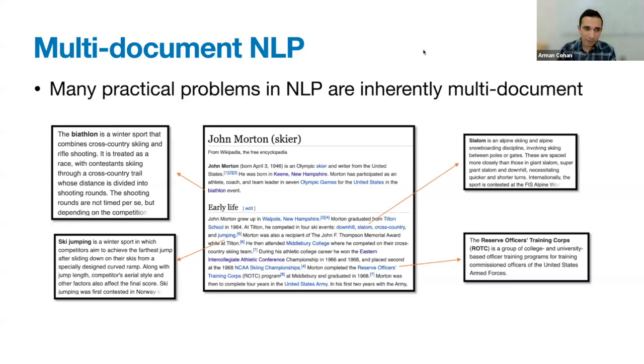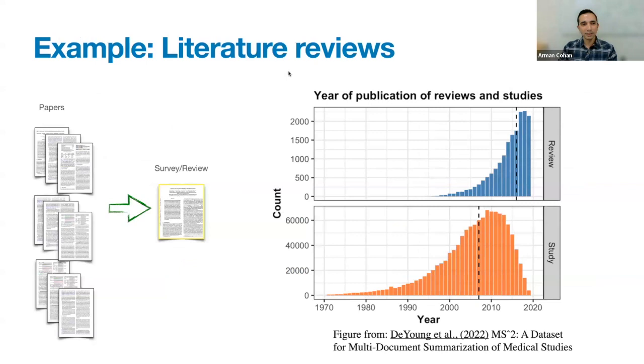So there are many practical problems in NLP that are inherently multi-document. In this type of problems, you usually have multiple documents where the information that you want is kind of scattered around, and you want to ideally locate this information and aggregate them across a wide range of different documents. A good example of this is just literature reviews. We all see these survey papers or reviews that go through a lot of different papers, and they summarize the main findings and results from these papers. And this is a very difficult problem currently.